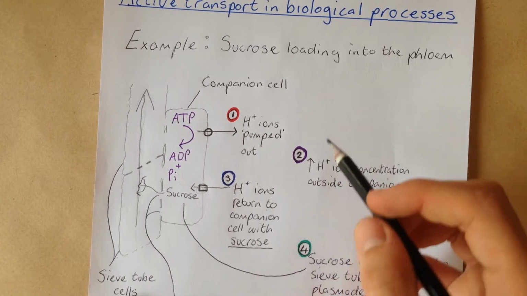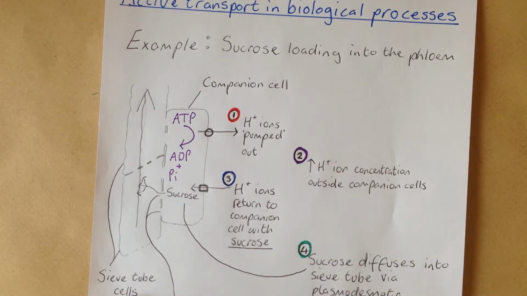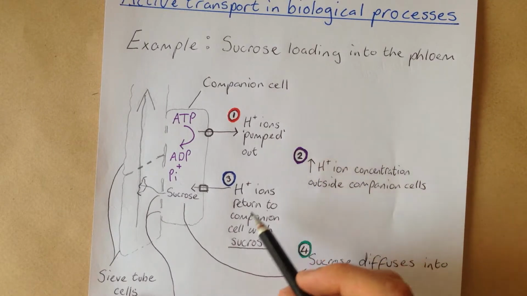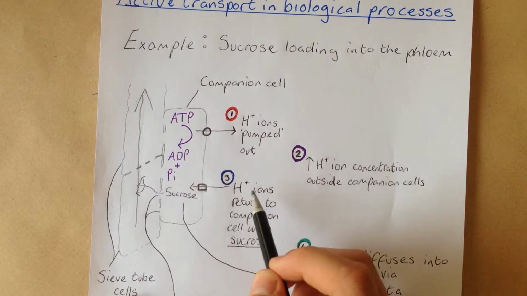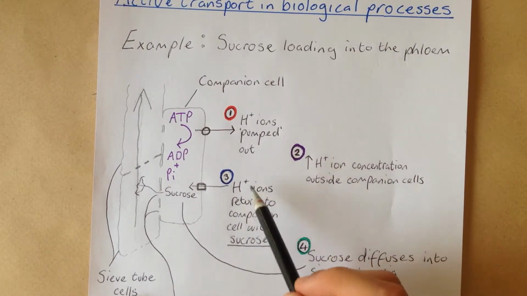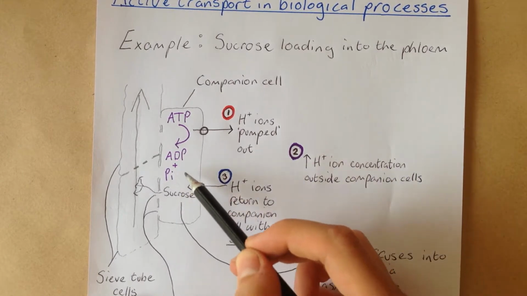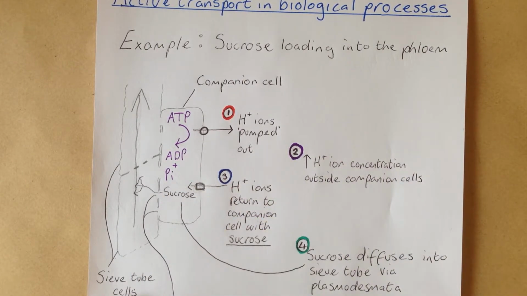Why? Well, we have this higher concentration of hydrogen ions here, and because they're at a higher concentration outside of the companion cell, they're pushing to come back in to the companion cell. They want to move down their concentration gradient back into the companion cell where there is a lower concentration of hydrogen ions. And this is indeed what they do. Hydrogen ions return to the companion cells, but what they do is they also bring sucrose along with them.